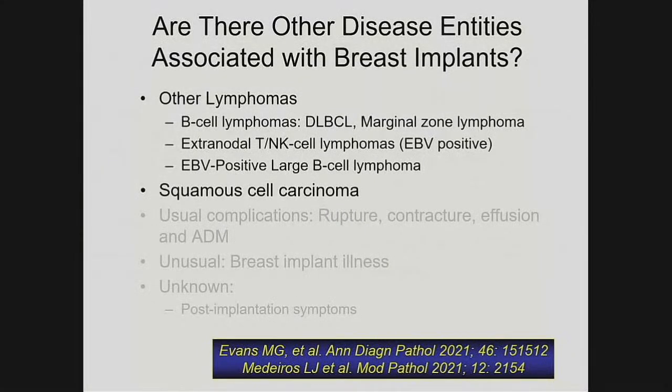Now, are there other diseases which associate with the breast implant? Certainly, there are other lymphomas which have recently been associated with the implants and the capsule. There are B-cell lymphomas such as diffuse large B-cell lymphoma, marginal zone lymphoma, extranodal T/NK, EBV positive, or EBV positive large B-cell lymphoma, as well as, more recently, more than 20 cases of squamous cell carcinoma already diagnosed.